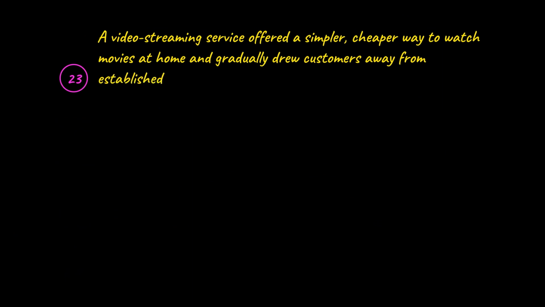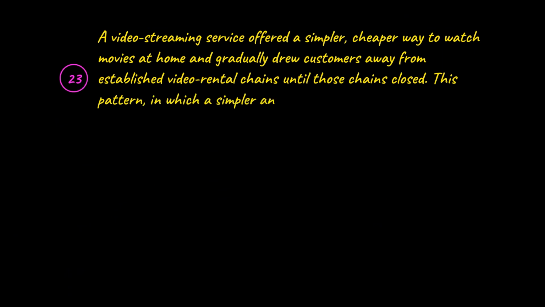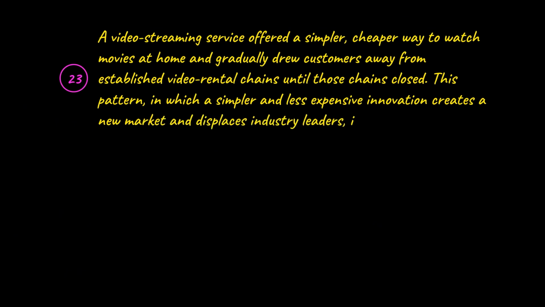Question 23. A video streaming service offered a simpler, cheaper way to watch movies at home and gradually drew customers away from established video rental chains until those chains closed. This pattern, in which a simpler and less expensive innovation creates a new market and displaces industry leaders, is best described as, your options are A.